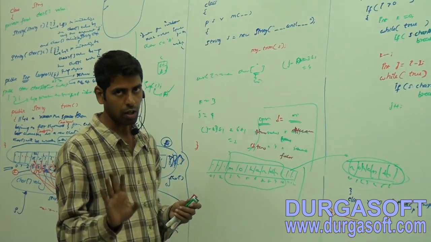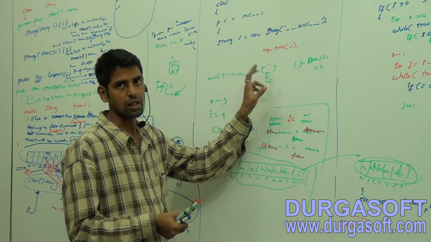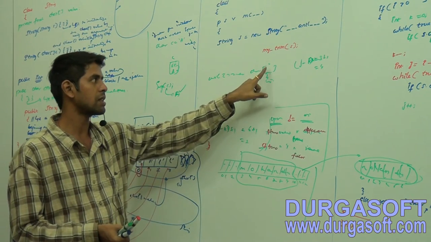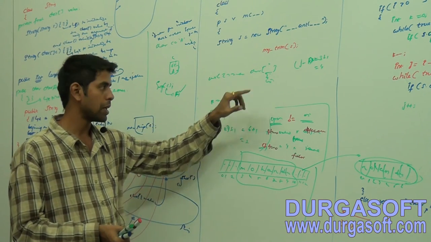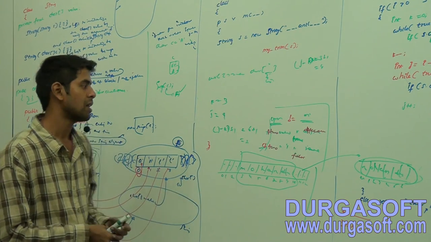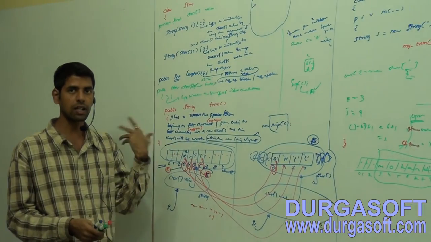What I'm doing, observe. To create an array, we have to specify size here. If you don't specify size, you will get a compile time error. To specify the size, I'm depending upon j minus k plus 1. Why? Simple thing. If you're having non-space characters as 4, no issues, I can create directly 4.